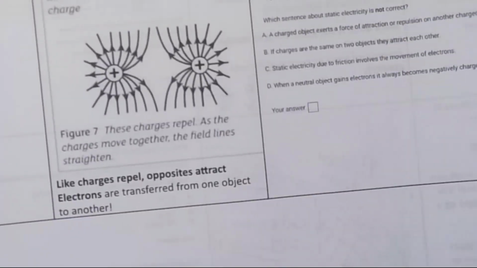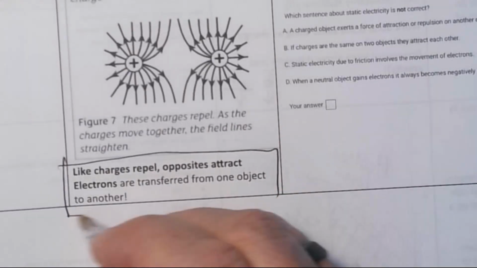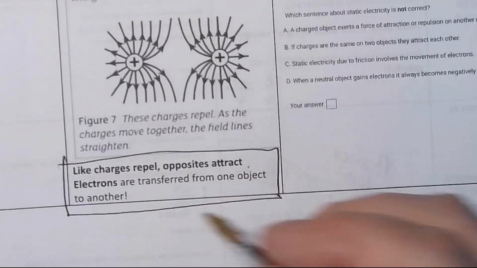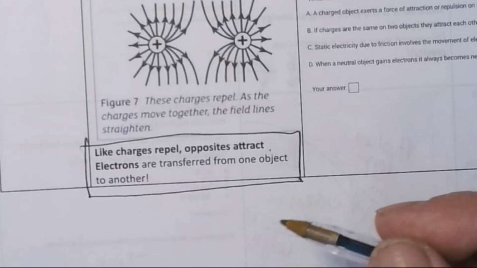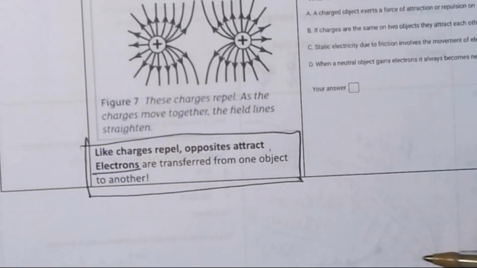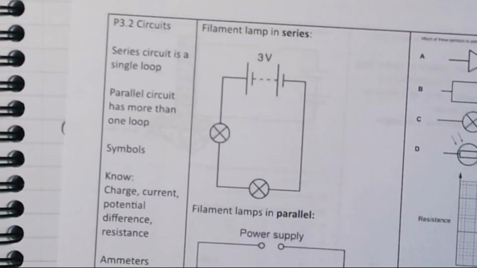If you've got a question on static electricity, know these phrases here. Like charges repel, opposites attract, electrons are transferred from one object to another. Please do not say positive electrons. There's no such thing as a positive electron. Please do not say that protons are attracted or transferred from one object to another. It's always going to be electrons being transferred. Another big topic in year 10, circuits.